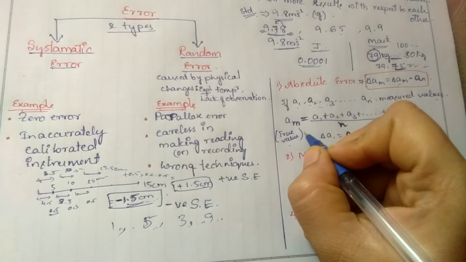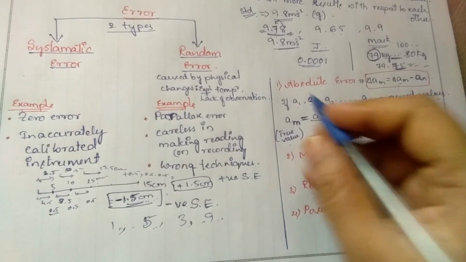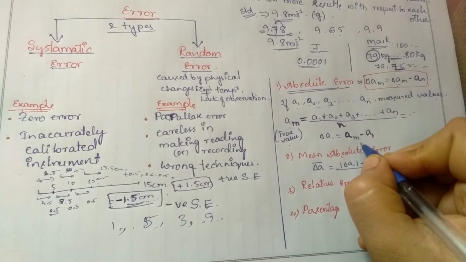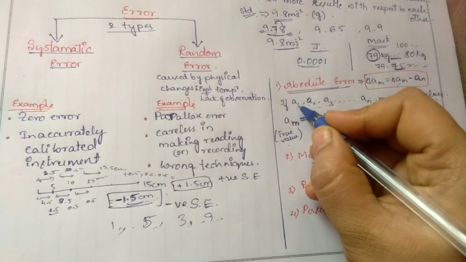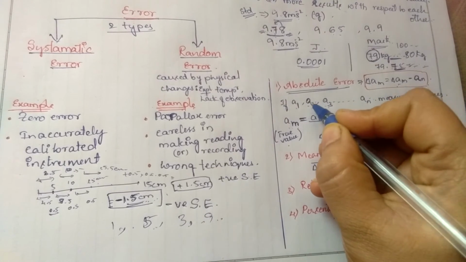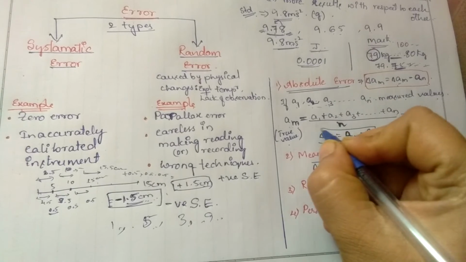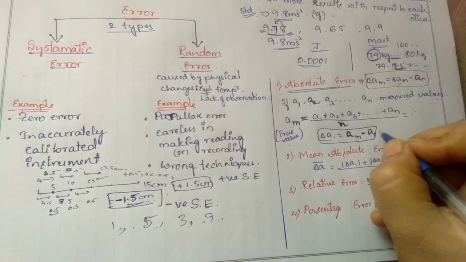Okay, that is the AM. So what is absolute error? It means the difference between AM and any one of the measured values, every measured value. That is the absolute error.